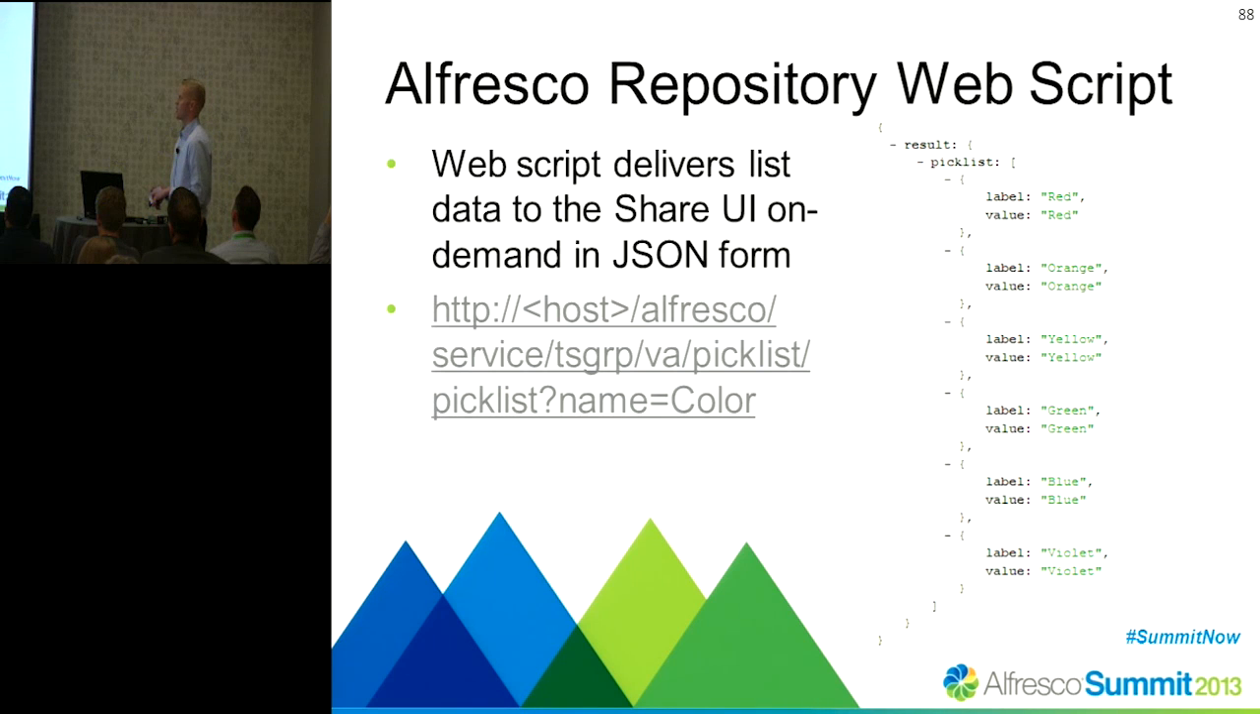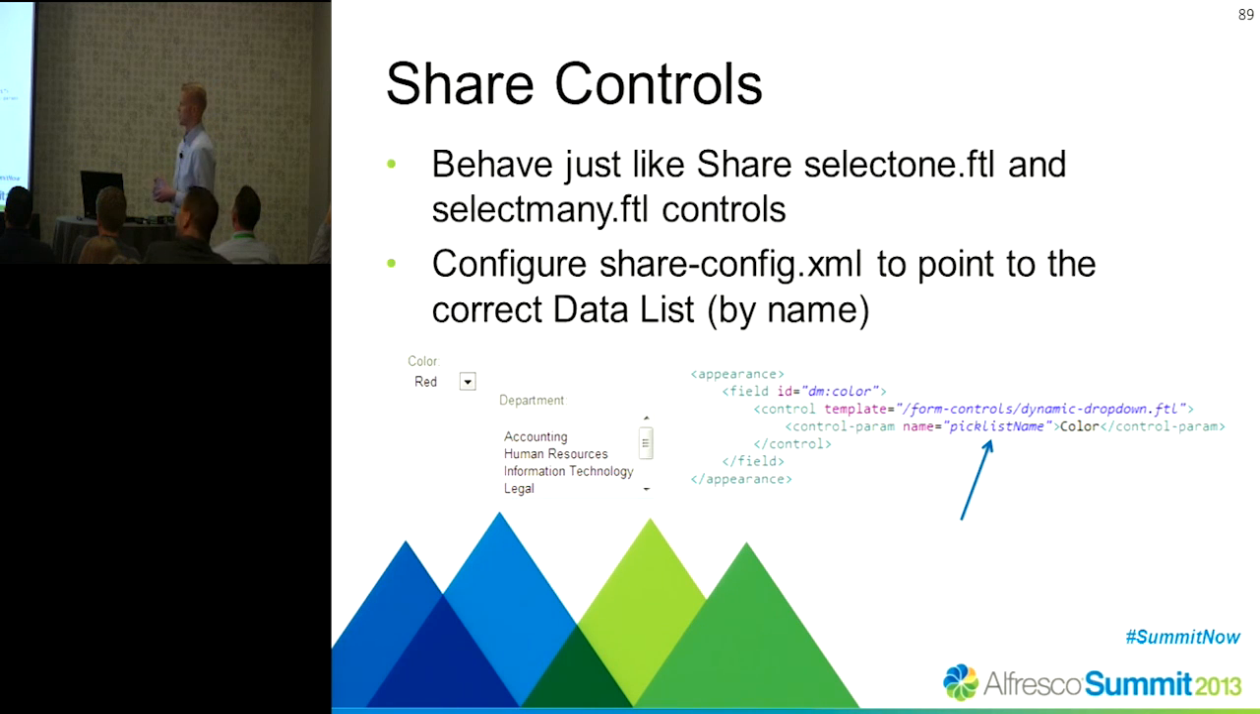It's just like extending the content model to create a custom document type. My web script was also very simple. Basically, via URL, I make an AJAX request, based on the name of the data list that I want to return values for, and the values come back as JSON. Then on the Share side, in the configuration, I created a couple of custom controls that mimic the existing select one and select many controls, but when I configure the controls, I also supply the name of the data list that those values are going to come from. And I have a quick video to show how easy it is to add a new value to a drop-down list. And it does not involve a 5-minute restart of Alfresco.